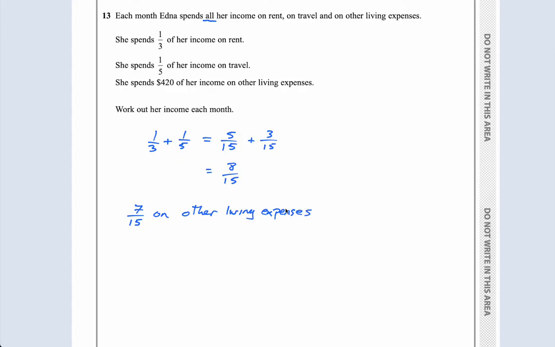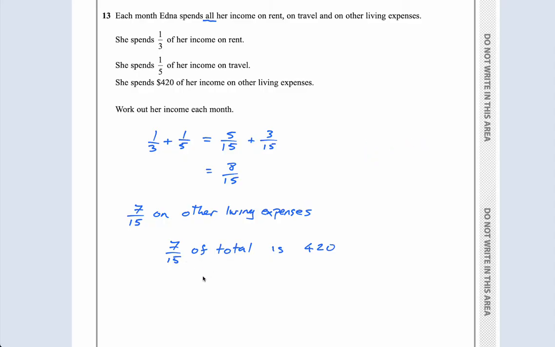Okay, so 420 was 7/15. So 7/15 of total is 420. So that's the key. 7/15 of total is 420. Don't write 7/15 equals 420. That doesn't make any sense. 7/15 of the total is 420.